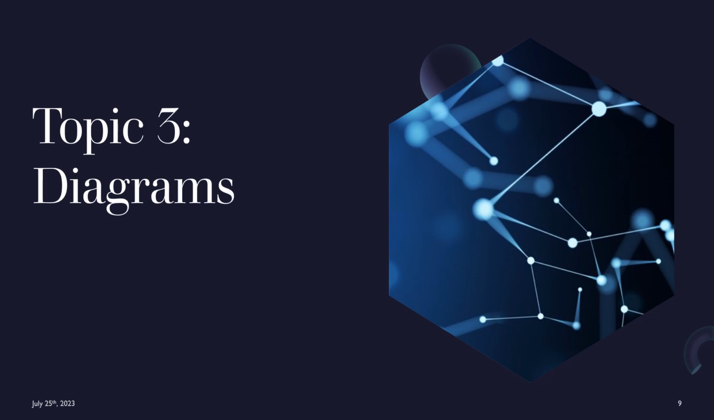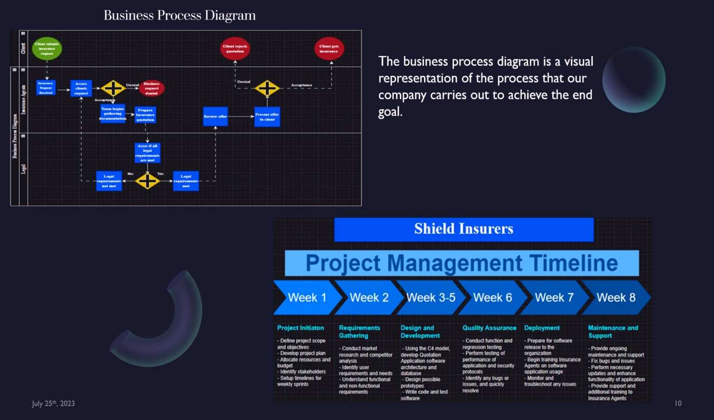Topic 3, diagrams in our project. Here I've displayed the business process diagram, which is a visual representation of the process that our company carries out to achieve the end goal. And I've also displayed the project management timeline for Shield Insurers. As you can see, we are trying to finish this project within 8 weeks.